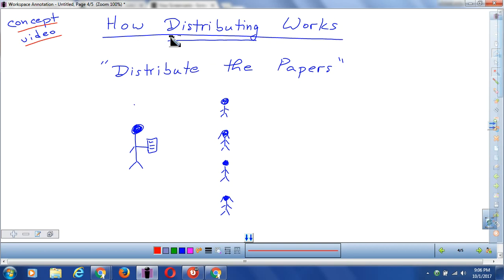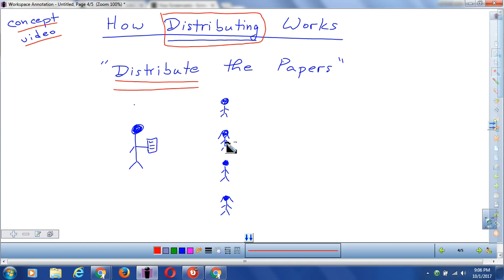And distributing, first we should say what it is. It's a special type of multiplying that we use in algebra. And the main word that you should focus on is, of course, distribute. So what is the idea of distributing something?